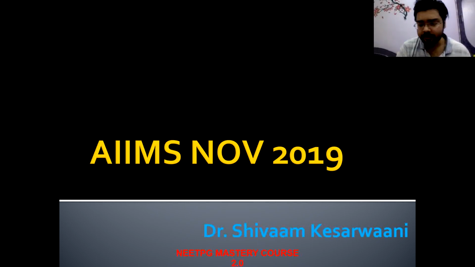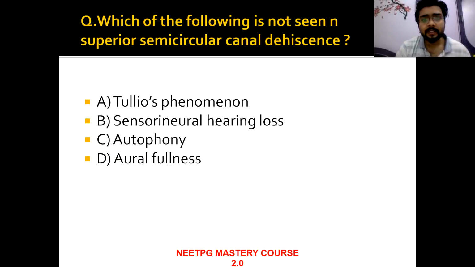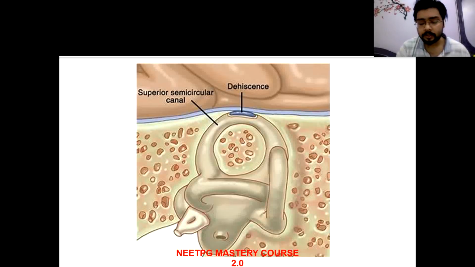So if we see, the first question that was asked was, which of the following is not seen in superior semicircular canal dehiscence? The options were Tullio phenomena, sensorineural hearing loss, autophony, aural fullness. Now to understand and answer this, you must know the basic concept of superior semicircular canal dehiscence and the sound conduction mechanics. This figure here shows you a dehiscence.